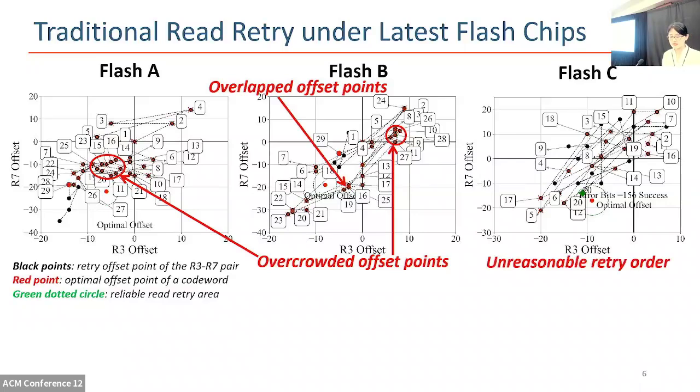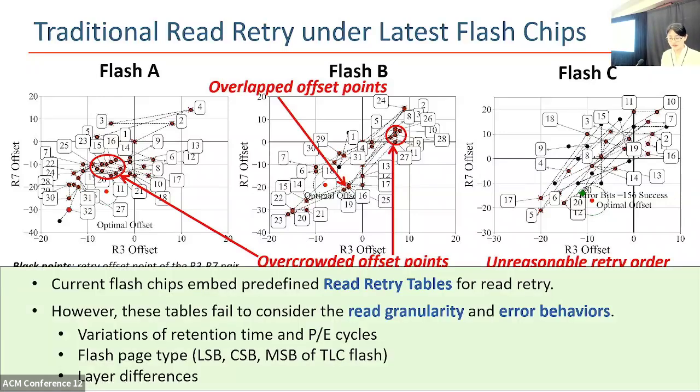The overall retry sequence is irregular, showing a zigzag pattern, and these findings lead to the conclusion that the current chip predefined retry tables overlook the read granularity and the error behaviors. For example, the variations of retention time and P/E cycles, the flash page type, and the 3D block layer variations.